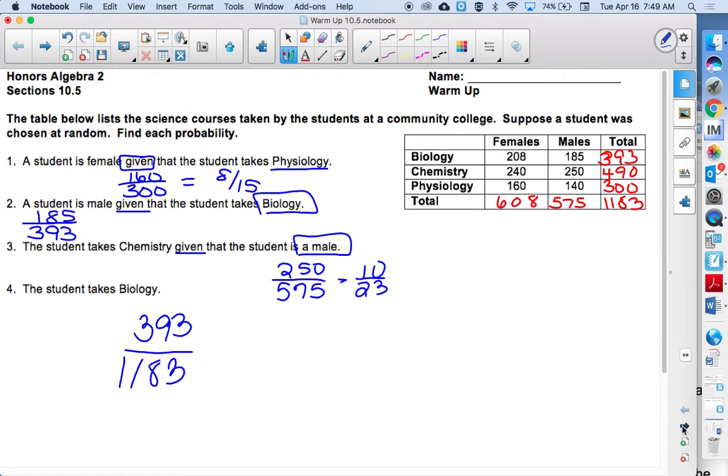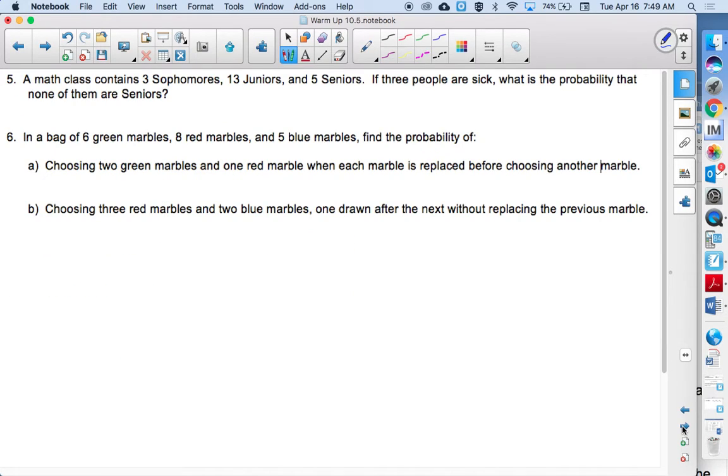So if you look at the next set of problems, talking about in a math class, we have 3 sophomores, 13 juniors, and 5 seniors. So that usually is the mix of my honors pre-calc class. I have a couple of each, predominantly juniors, but we have some sophomores taking the class and some seniors. It says if 3 people are sick, what's the probability that none of those people that are sick are seniors?